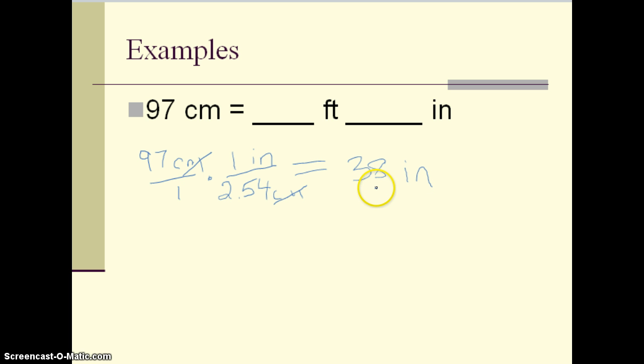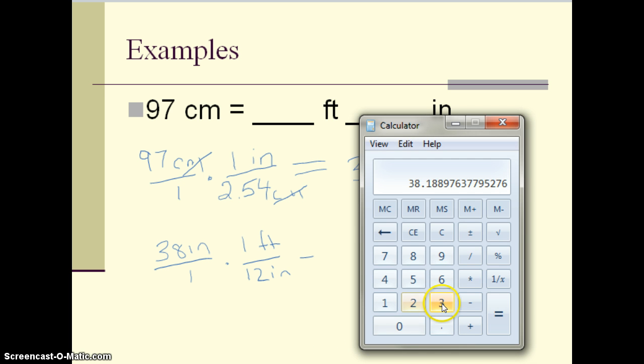Now you can probably do this in your head. We know that there are 12 inches to a foot. I'm going to write out the math just so that we see it if we have one we can't do in our head. So inches, and I know that 12 inches is 1 foot. So if I do the math on this, I would have 38 divided by 12, 3.16, and the 6 repeats.